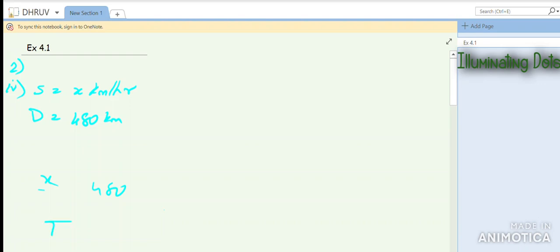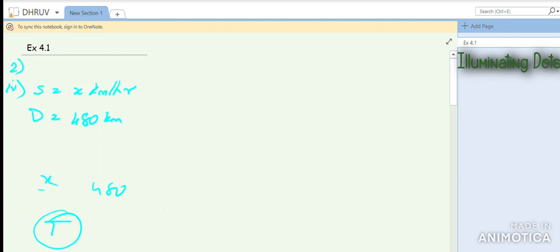So we will assume time as t just for understanding purposes, we will not write it anywhere. Because this is a quadratic equation and it has only one variable, we are not solving it using two variables. So that is why we will just assume for understanding that time is t.